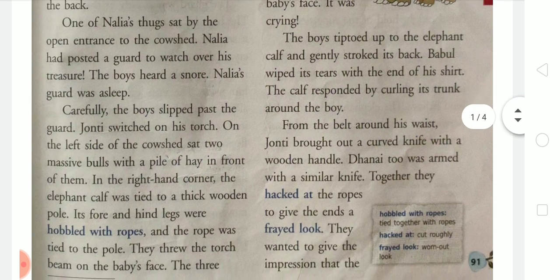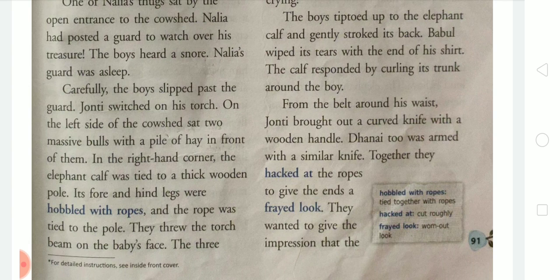From the belt around his waist, Jaunty brought out a curved knife with a wooden handle. Jaunty and Dhanai had knives and they started cutting all the ropes.